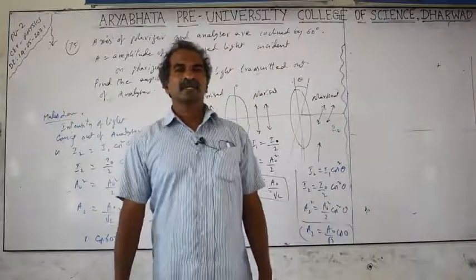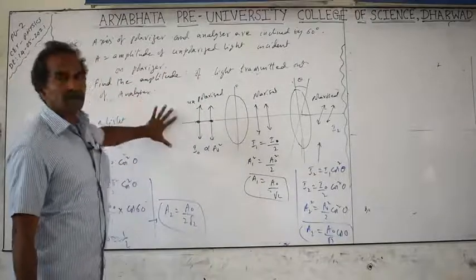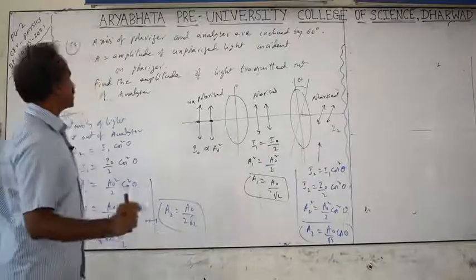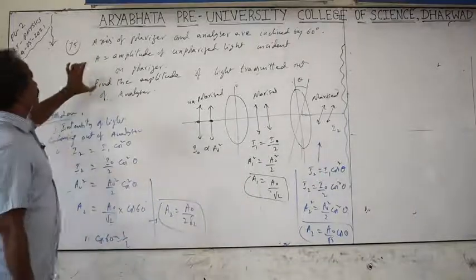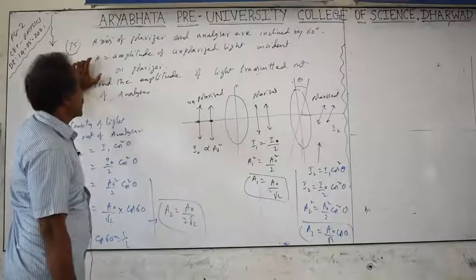Good morning, students. In the previous class, this problem was incomplete. This is for polarization. It is not there for Karnataka CET examination, it is only for NEET and JEE. In this question, the axes of the polarizer and analyzer are inclined by 60 degrees.